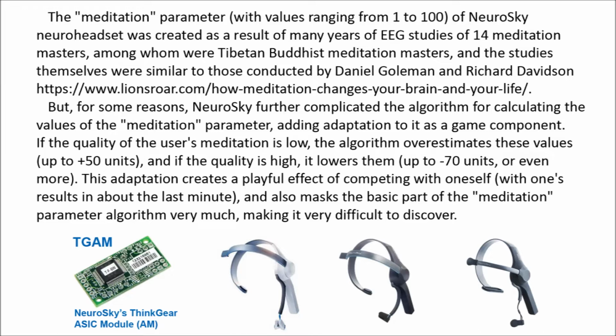If the quality of the user's meditation is low, the algorithm overestimates these values up to plus 50 units, and if the quality is high, it lowers them up to 70 units or even more. This adaptation creates a playful effect of competing with oneself, with one's results in about the last minute, and also masks the basic part of the meditation parameter algorithm very much, making it very difficult to discover.